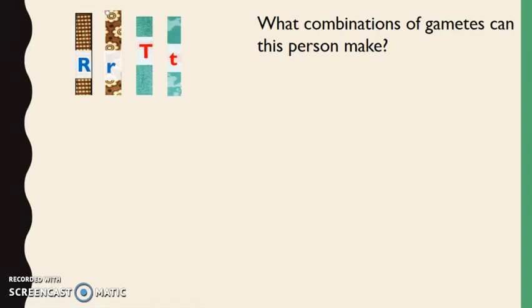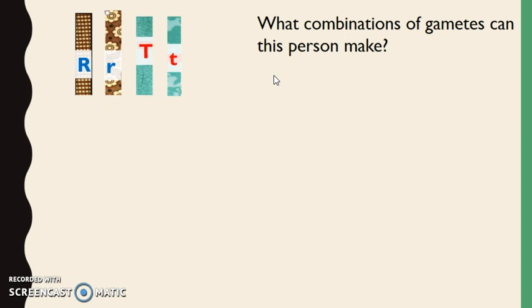Okay, so in this we're going to look at how we make gametes, or what possibilities of gametes there are when we're looking at two traits instead of just one. So here up in the corner I have the brown chromosomes and the green chromosomes. And you can see that there are alleles at the two different independent loci on these chromosomes.